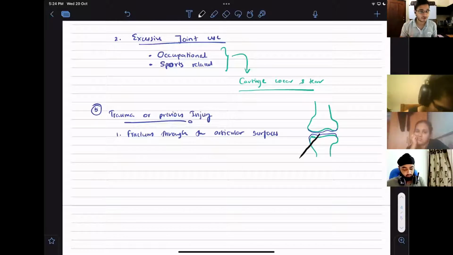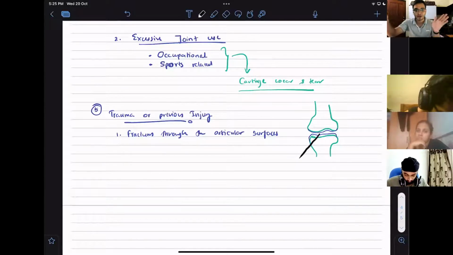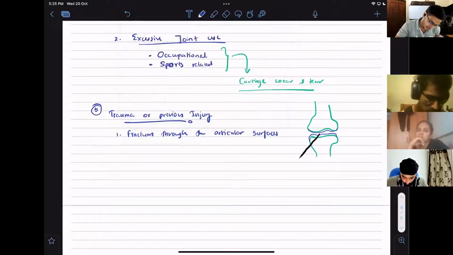Now, in the pathophysiology, we will see this. There is something called osteophyte formation, right? We will see those cartilages are going to get a blood supply, right? And then they ossify. They immediately ossify. We'll see what is going to happen. Okay, right. Then guys, so that is one of the things, fractures through any of the articular surfaces.